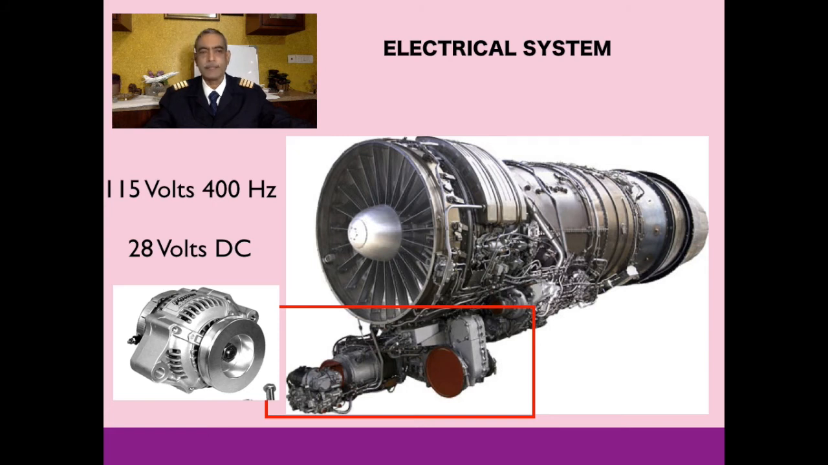constructed in airplanes. But what I want you to understand, in most modern planes, they produce this 115 volt, 400 cycles alternating current, which is the major power requirement of the plane. Of course, there are some planes which may produce DC as well, but most modern planes, I'm sure, are producing 115 volts, 400 cycles, alternating current.